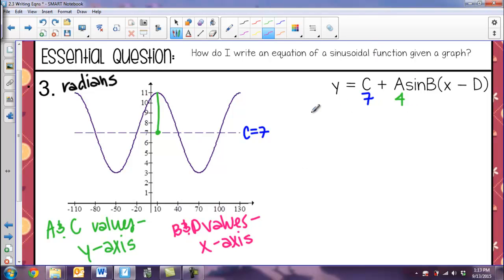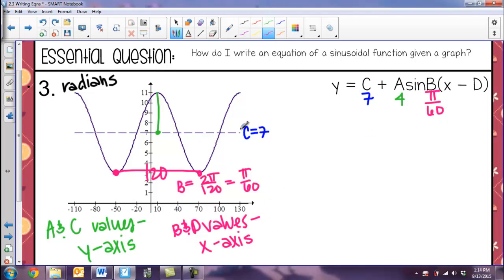So when I find B, remember, I'm looking for 2 points that start at the same spot. So we have, let's try these bottom ones. And so in order to figure out how far I went to complete one cycle of this graph, I went from negative 50 to positive 70, which would give me a distance of 50 plus 70 is 120. And so remember, when I'm finding my B value, since I know I'm in radians, I'm going to take 2 pi over 120, which gets me pi over 60.